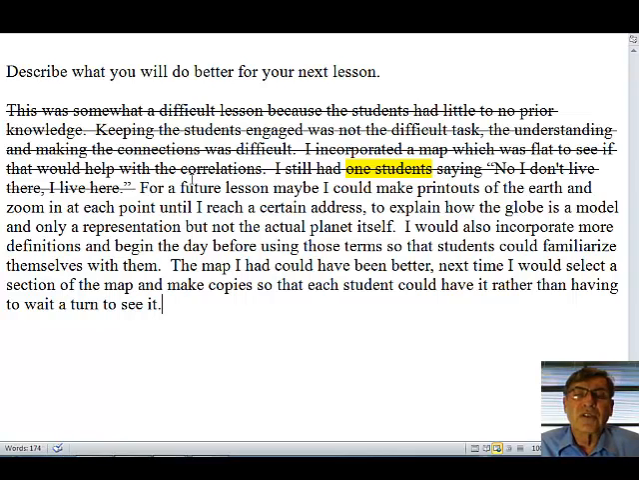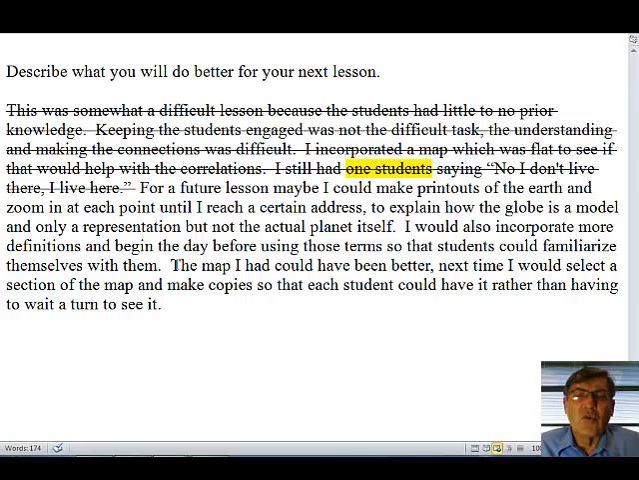"For a future lesson, maybe I could make printouts of the Earth and zoom in at each point until I reach a certain address to explain how the globe is a model and only a representation but not the actual planet itself." Okay, that's good for a future lesson. Now, he or she could have started out with a little bit of what was above, that the students found this concept difficult as far as the map representation, and then right away, immediately told about this improvement for the future.